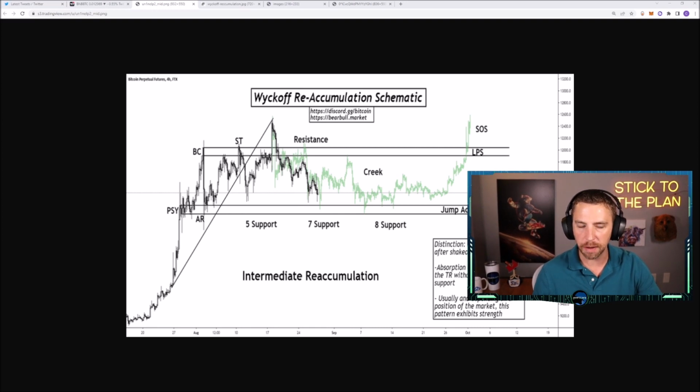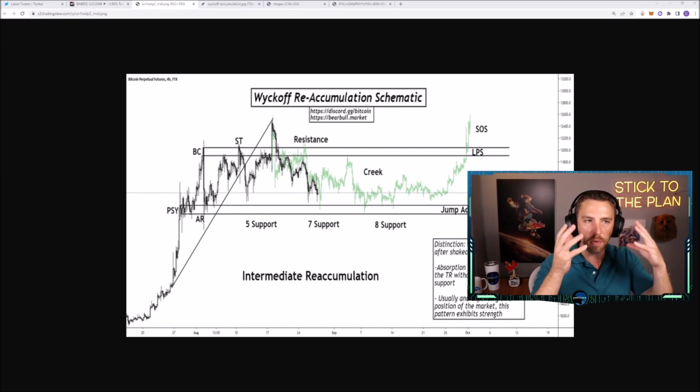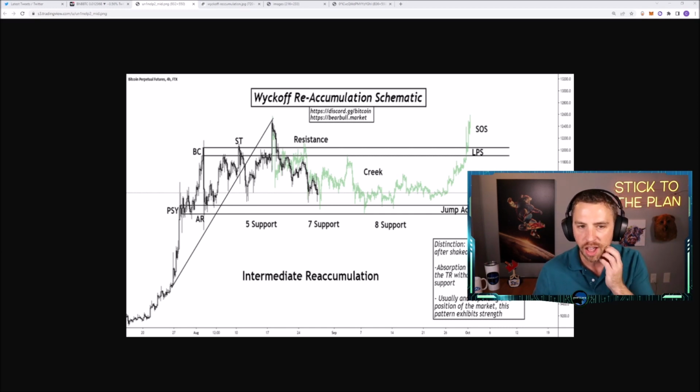So this will fake a lot of people out. They're like, oh, this is distribution. This is easy distribution because we're about to break down. You know, that's a UTAD. This is when people have their mind in kind of Wyckoff world. That's what they do. They immediately jump the gun and say, oh, that's a UTAD. This is distribution. We're going down.